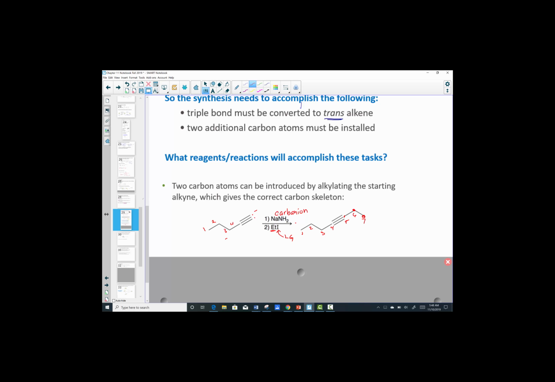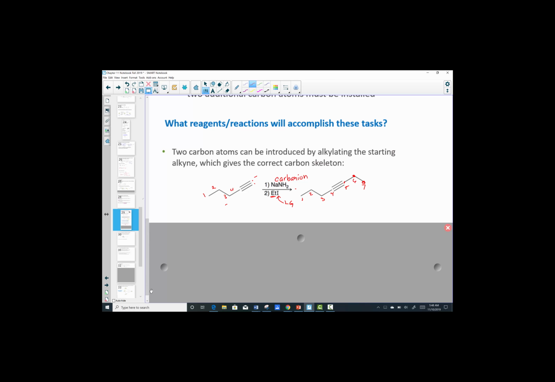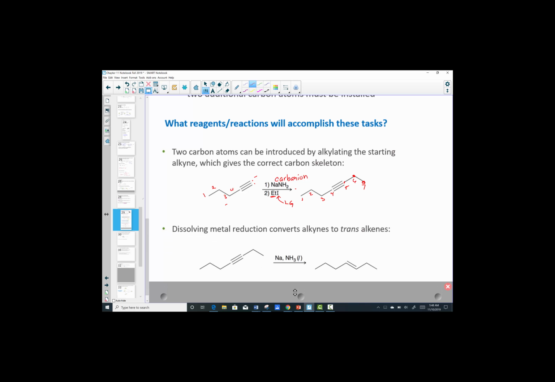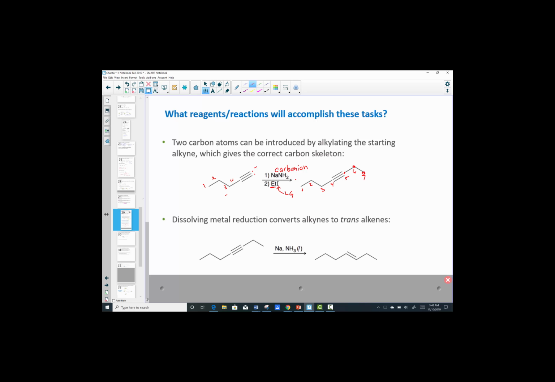We've got a 7-carbon chain with a triple bond now between carbon 4 and 5. So we've accomplished the first task. We've added 2 carbons on through an alkylation process using a terminal alkyne. Really the only way we know so far to add carbon to a chain is by using a terminal alkyne.